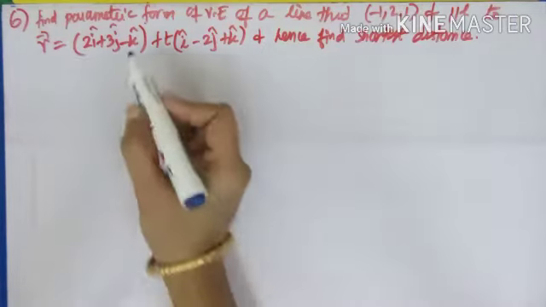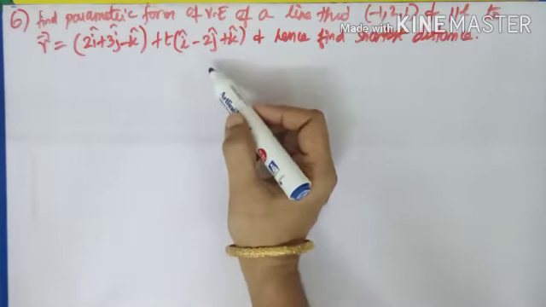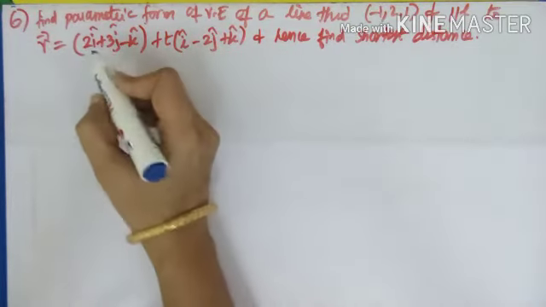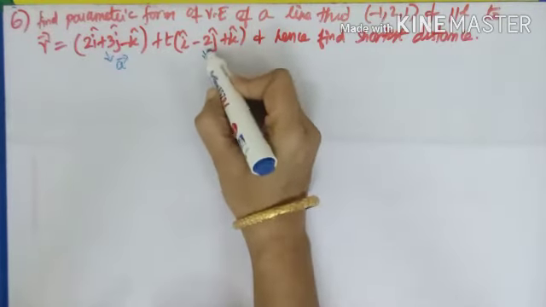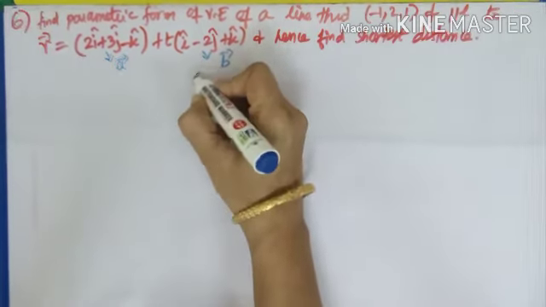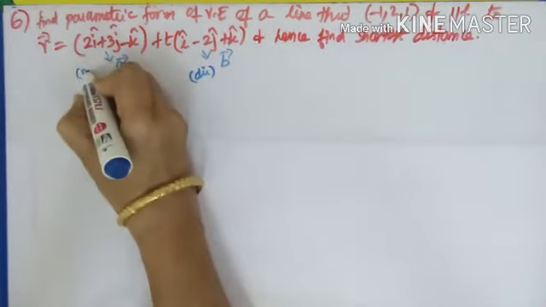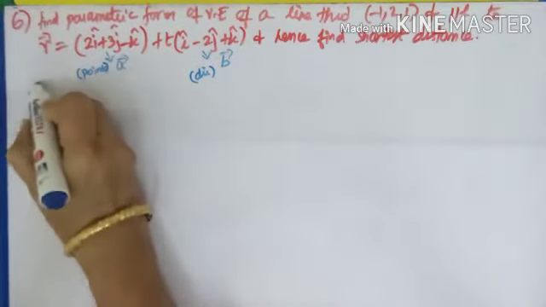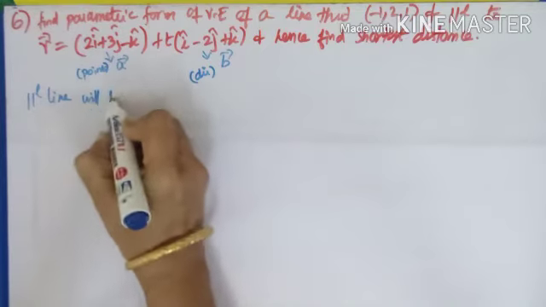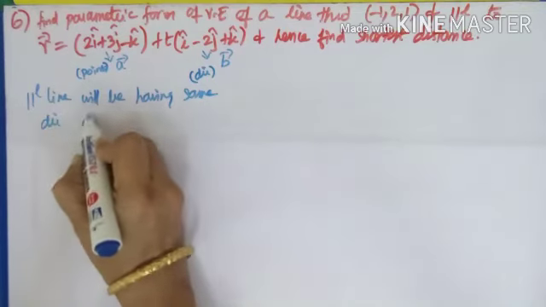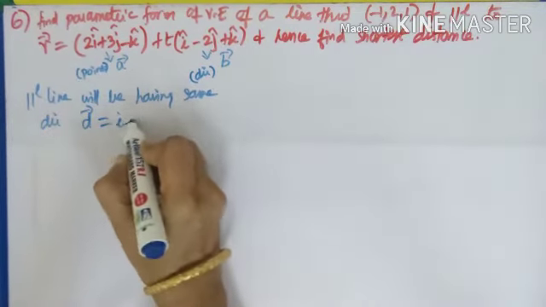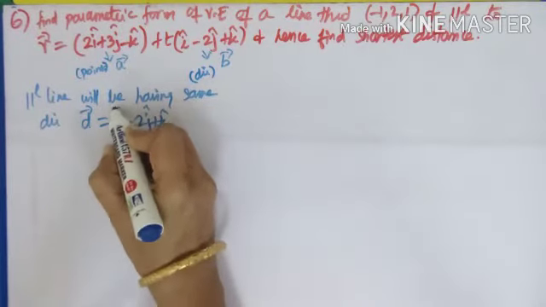Question number 6. Find the parametric form of the vector equation of a line through a point parallel to a vector. In this problem we are going to discuss a parallel line. For a parallel line, this is the A vector point and this is the direction, that is the B vector. So I have a direction, I have a point. Now the parallel line will have the same direction. So what is the direction? Say the D vector is also i minus 2j plus k.